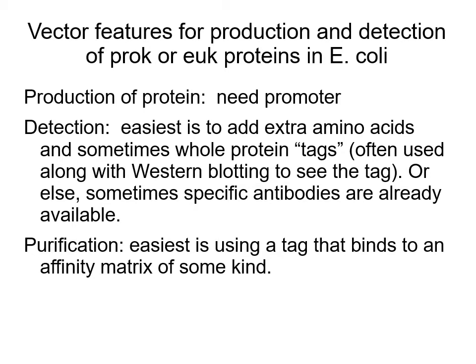Okay, so thinking ahead for things that we want to do, if we want to produce and detect either prokaryotic or eukaryotic proteins in E. coli, we need to have a promoter. Now, the prokaryotic gene that you clone may have its own promoter, but people often choose to substitute whatever promoter is in the vector because they can be stronger and more well-behaved than the natural promoter of whatever gene it is that you're cloning.